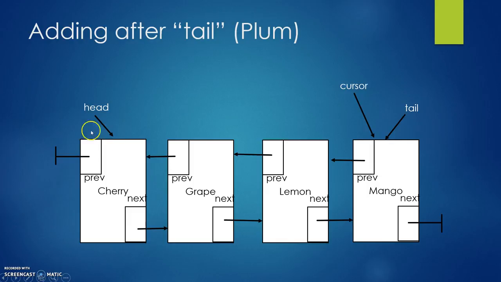Suppose we're creating at the end. So suppose I wanted to add plum, P-L-U-M, plum being after mango. And so if I want to create one after mango, this will create the new node. The new node that we create, well, since we're dealing at the end, its next is not going to point to anything. Its previous is going to point to cursor. We have to make sure the node that we have is now pointing to the new one. But since we now have a new node at the end of the list, we have to make sure tail is now pointing to this new node.